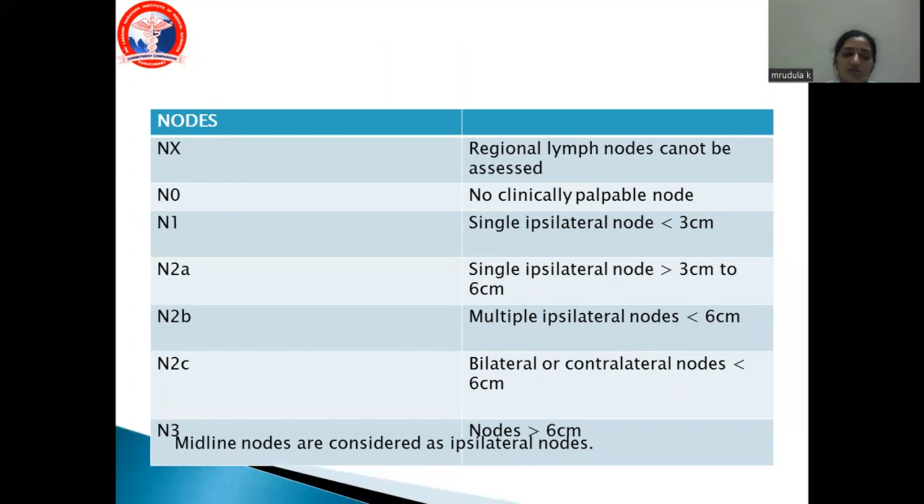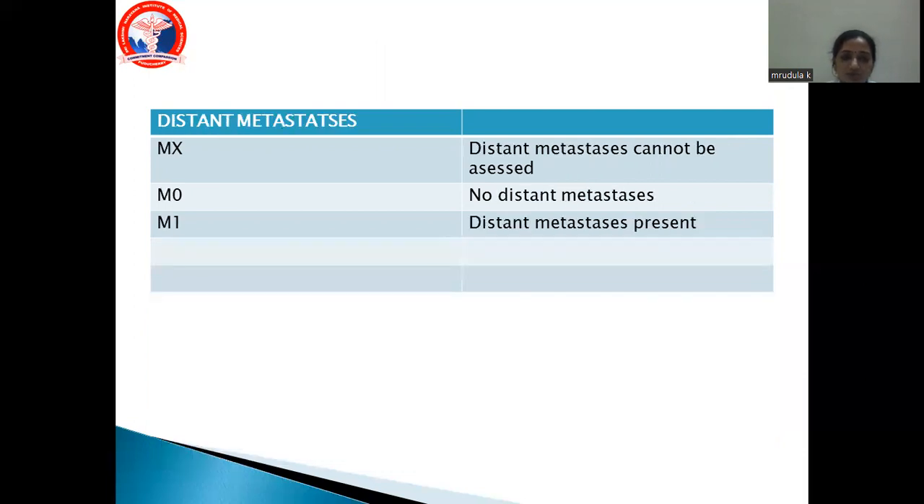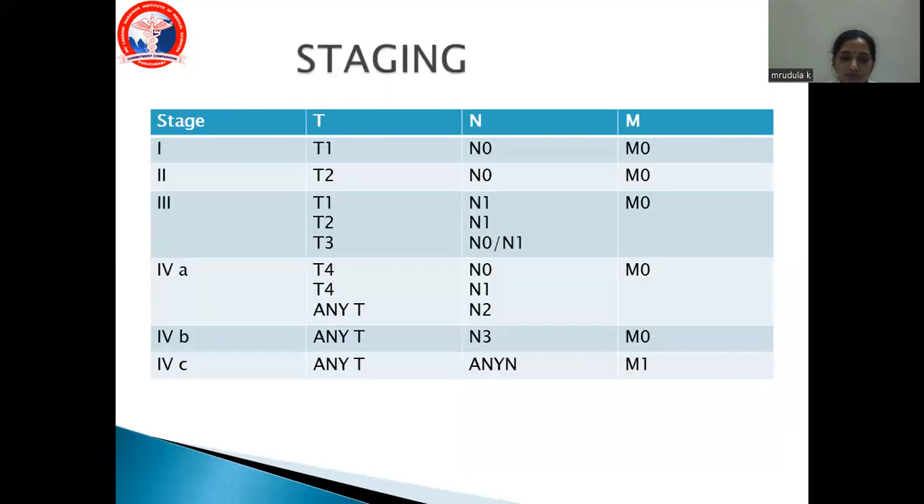Nodes, again: N1 nodes are ipsilateral single nodes less than 3 centimeters. N2 is an ipsilateral node which is 3 to 6 centimeters. N2B is multiple ipsilateral nodes. N2C is bilateral or contralateral nodes less than 6 centimeters. And N3 nodes are more than 6 centimeters. Midline nodes are considered as ipsilateral nodes. So metastasis: no distant metastasis, and metastasis. So this is staging.